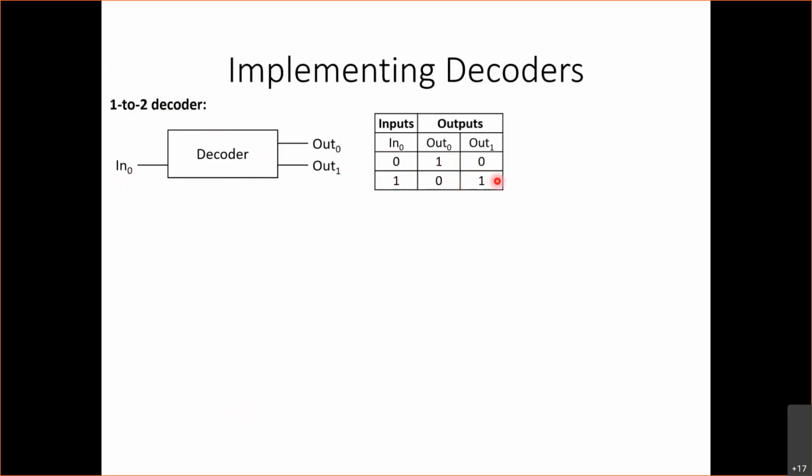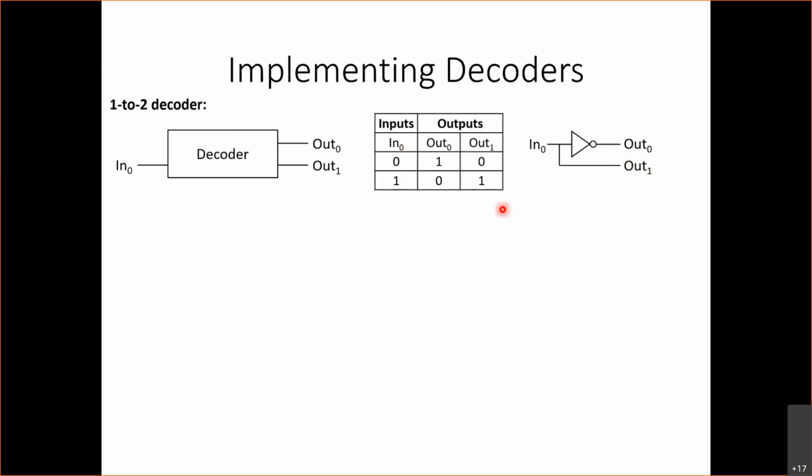So here you can easily see that if I wanted to represent out 0 in terms of n0, then out 0 is just the inverse of n0, right? Because when n0 is 0, out 0 is 1. When n0 is 1, out 0 is 0. So this inverter gives us out 0. And then out 1 is actually equal to n0. When n0 is 0, out 1 is 0. When n0 is 1, out 1 is 1. So out 1 can just be a wire from n0. Okay, so this on the right is how we can implement a 1 to 2 decoder.